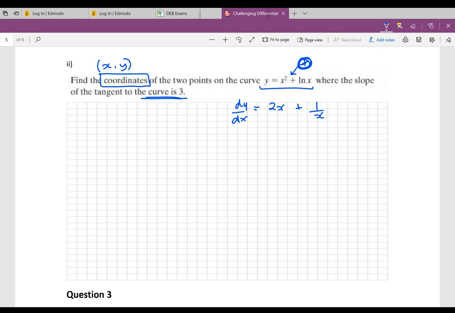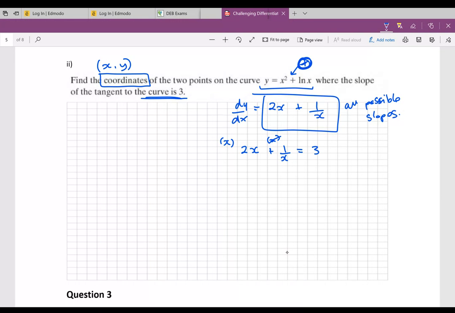I'm told the slope of the tangent to the curve is 3. Remember, this derivative accounts for all possible slopes of the tangent. I know that the slope to this tangent is 3. I need to find the x point. So where is the slope equal to 3? Multiply everything by x, and I end up with a quadratic equation.